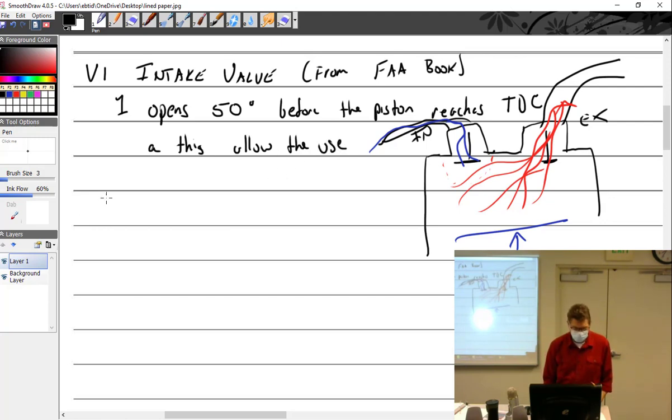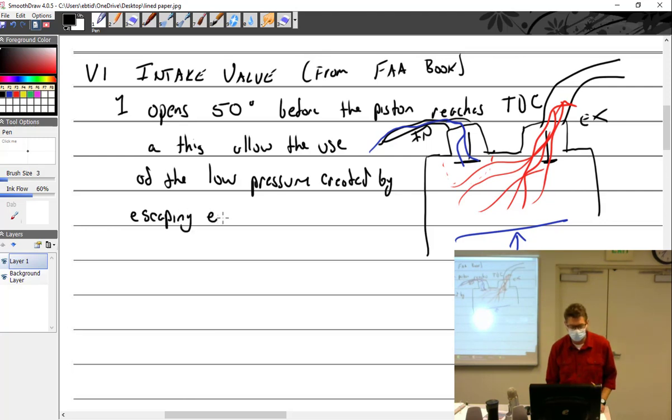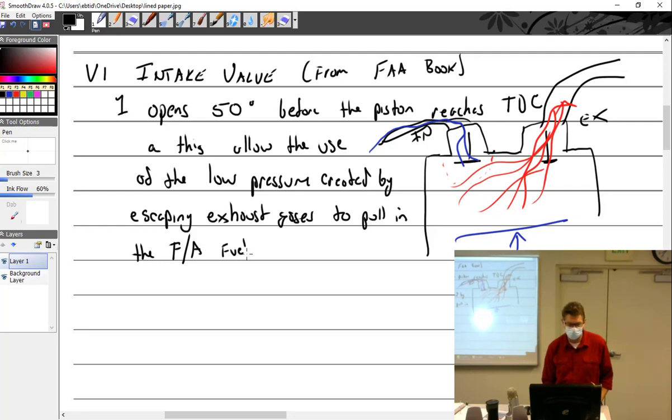So this allows the use of the low pressure created by escaping exhaust gases to pull in, and I might as well just write FA for fuel air mixture, because I'm going to write that a lot.